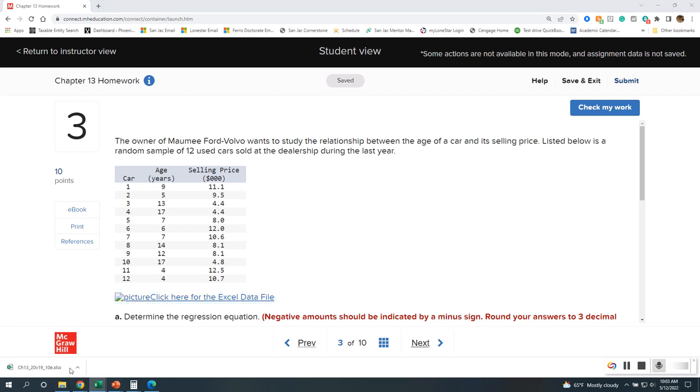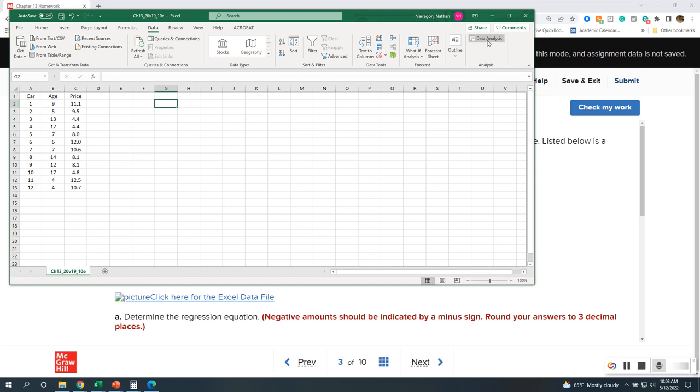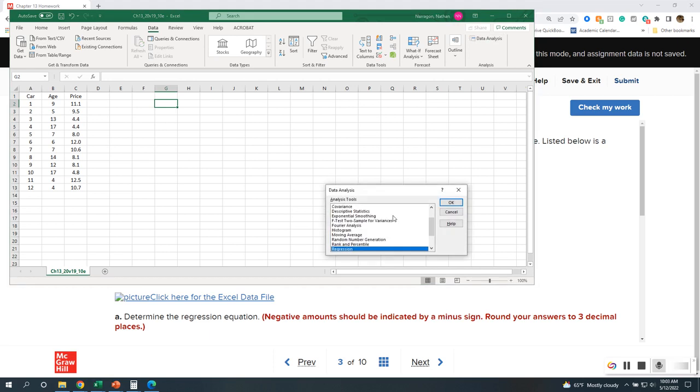Okay. See, it should have downloaded. Enable editing. Alright, so here's our information. Remember, we will have our dependent and independent. And since we're going to do data analysis. Now, if your Excel does not have the data analysis, please look back at the lecture video, because that's where I showed how to put this into Excel.